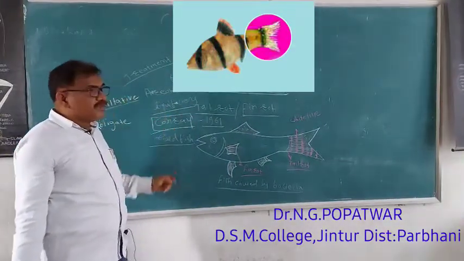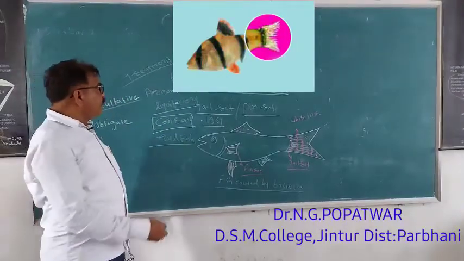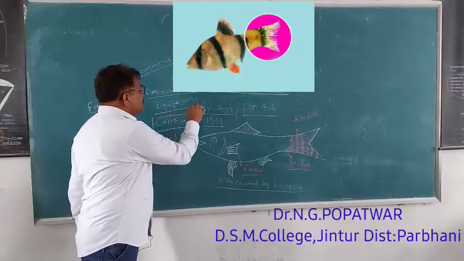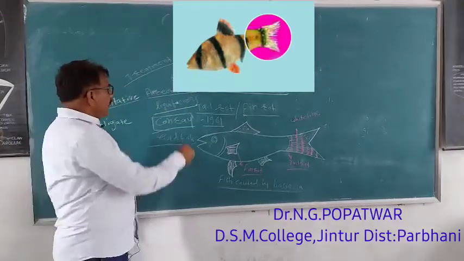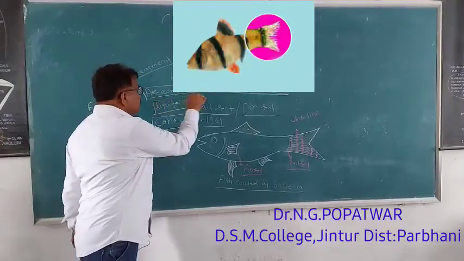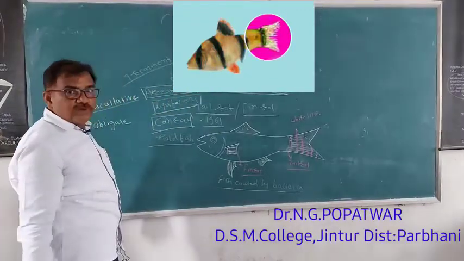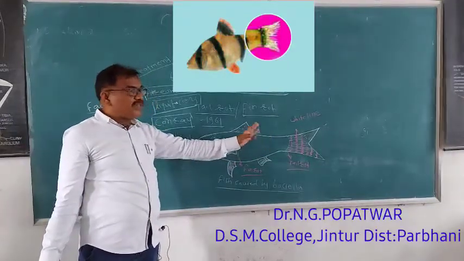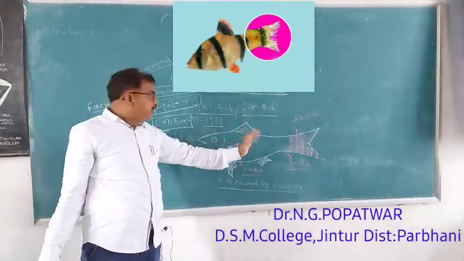Tail rot is caused by the bacterium Aeromonas liquefaciens. Aeromonas liquefaciens is the bacterial pathogen. This bacterial pathogen causes the disease in the caudal fin; first the caudal fin is affected and destroyed.